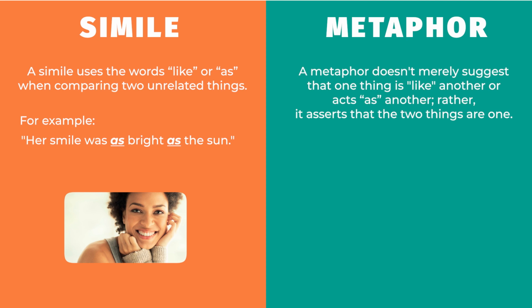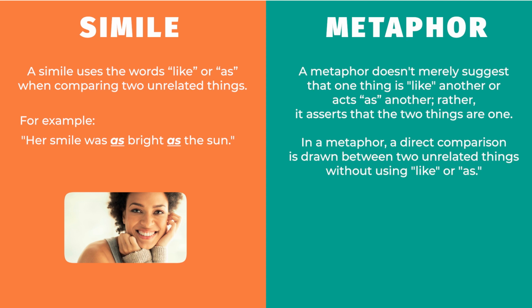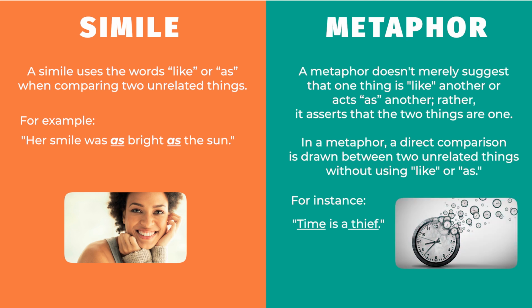A metaphor doesn't merely suggest that one thing is like another or acts as another. Rather, it asserts that the two things are one. In a metaphor, a direct comparison is drawn between two unrelated things without using like or as. For instance, the metaphor, time is a thief, directly compares time to a thief without using like or as.